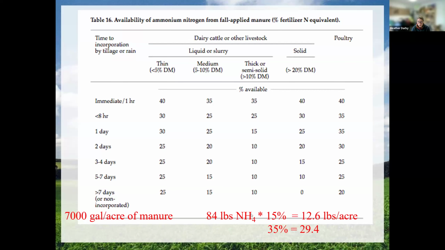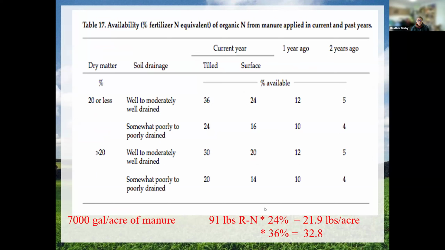We put it on in the fall, and we didn't incorporate it, so there's roughly 15% that will be available to the crop the next year, and that ends up being 12 to 13 pounds of 84. Now, even with our best effort, and we get it incorporated, we're still losing a lot of nitrogen opportunity, and we'll only get 30 pounds for that crop the subsequent year. So you can really see that managing timing and time to incorporation is critical.